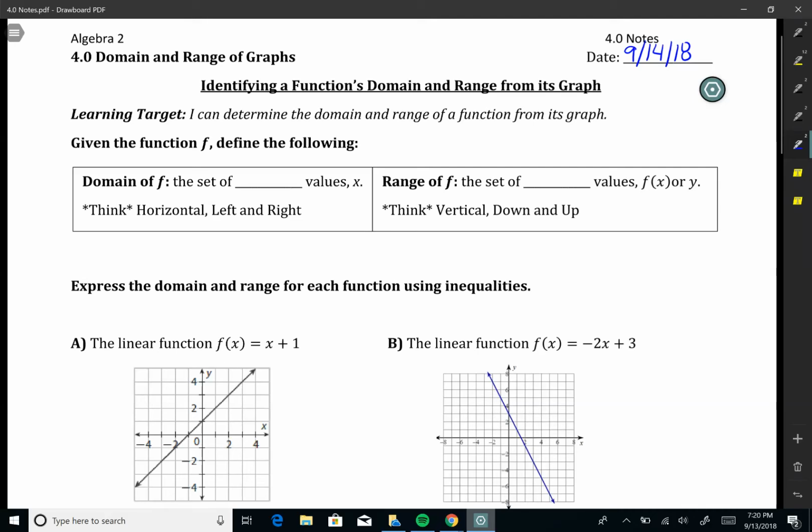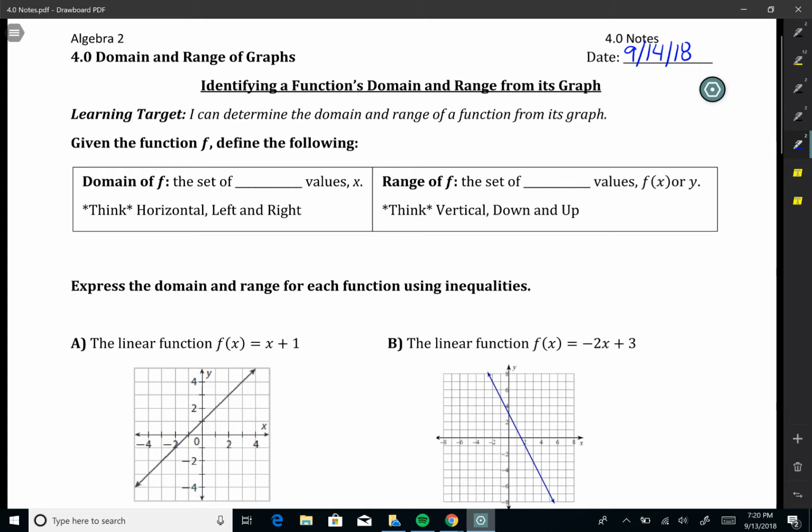We're going to start with Section 4.0, which is actually not in our book, but I have included this because I want us to review domain and range of function graphs. Now, our learning target today is I can determine the domain and range of a function from its graph. Before we start doing that, let's review what domain and range are.